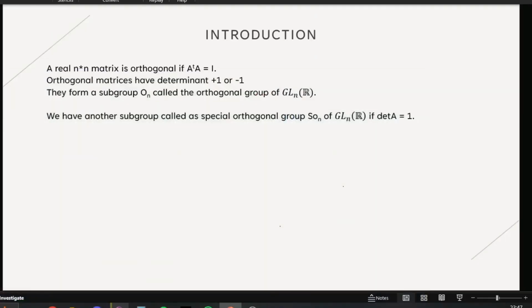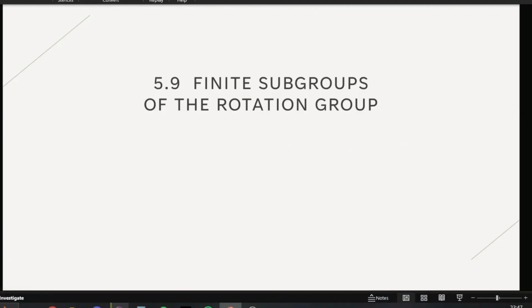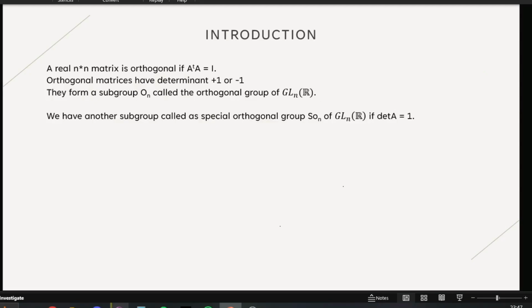So the next topic we are going to look at is finite subgroups of the rotation group. Before I get started, I will recall some facts. If you have an n cross n matrix, it is an orthogonal matrix if A transpose A gives us the identity matrix. If we take any orthogonal matrix, it has determinant +1 or -1.